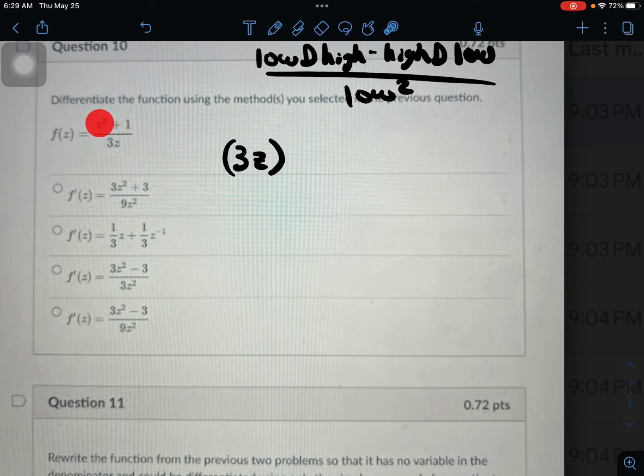We just need to take the derivative of z squared. And that's just your power rule. Bring the 2 to the front. It's going to be 2z. And then subtract 1 from the 2. So the derivative of the top is just 2z.